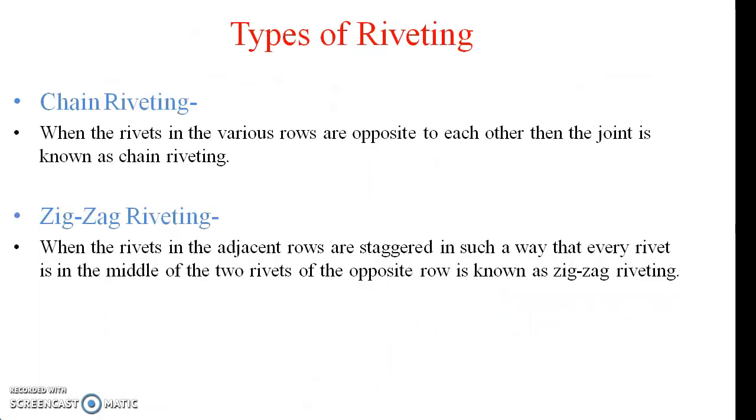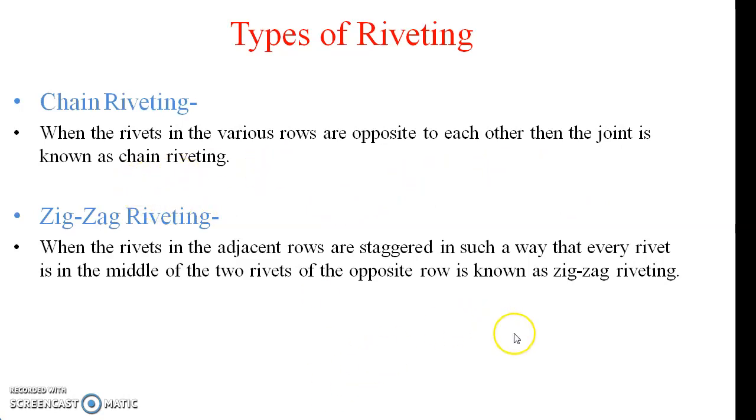So next is types of riveting. There are two types of riveting: chain riveting and zigzag riveting. First of all, what is chain riveting? When the rivets in the various rows are opposite to each other, then the joint is known as chain riveting. In simple words, this is also the definition.